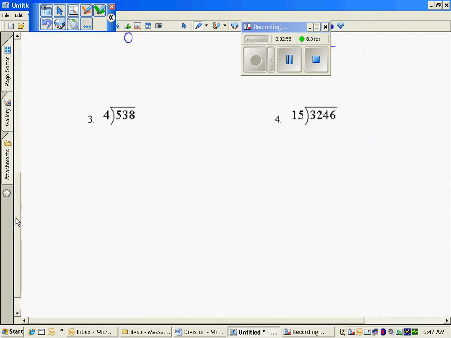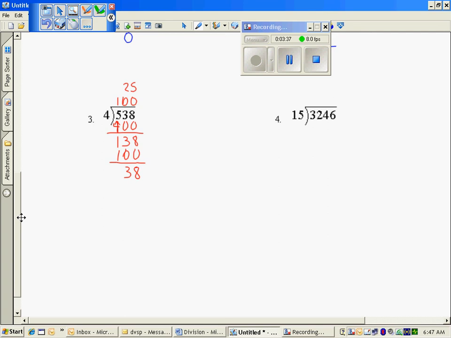Let's try another one. I see a 538. Well, I know 4 goes into 500, so notice I'm just picking that first left-hand place value, which is the hundreds. 4 goes into 500 100 times. I've used 400 of the objects. I have 138 remaining. I'm looking at the 100, and I know there are 4 quarters in a dollar, so 25 times 4 is 100. I have 38 remaining.